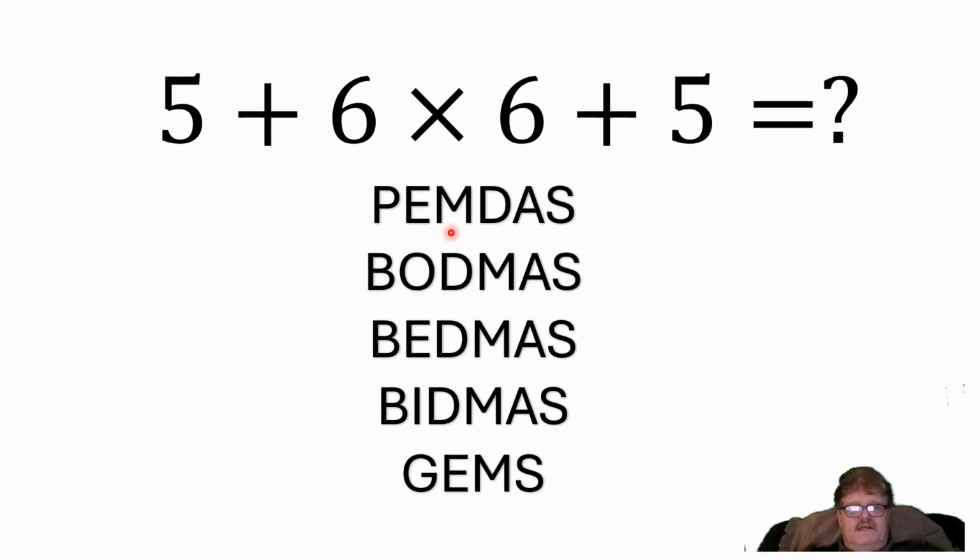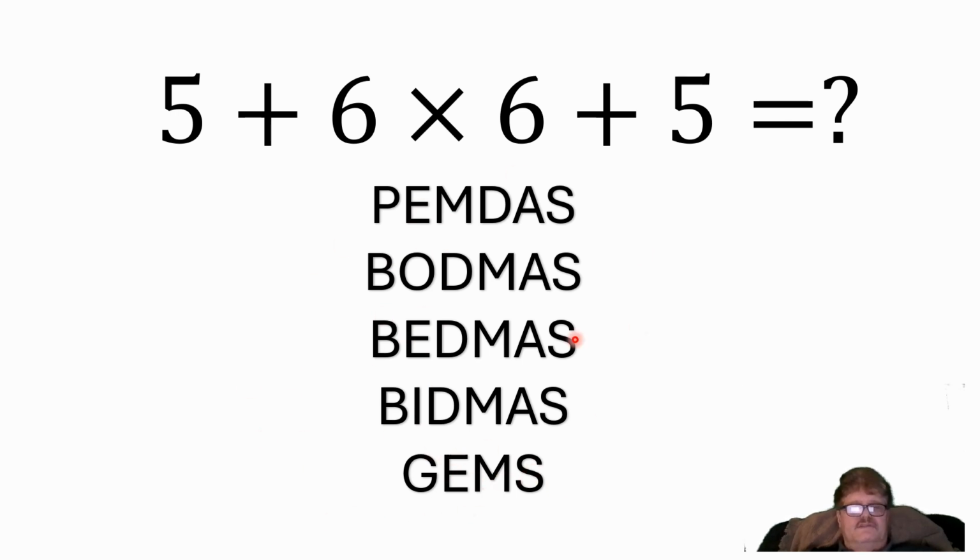At least here in the United States, PEMDAS is a familiar acronym. It's parentheses, exponents, multiplication, division, addition, subtraction. In the UK and some other countries, they use BODMAS, brackets, orders, division, multiplication, addition, subtraction. There's also BEDMAS and BIDMAS. They still use the E for exponents, and BIDMAS has I for indices. And there's also GEMS, which is another one.